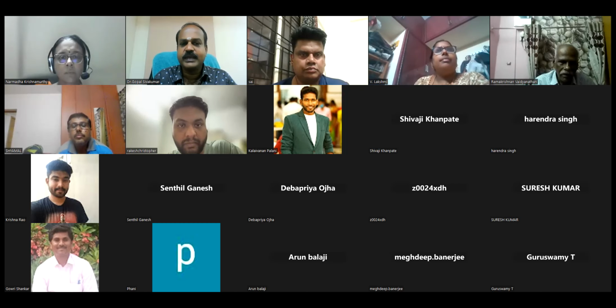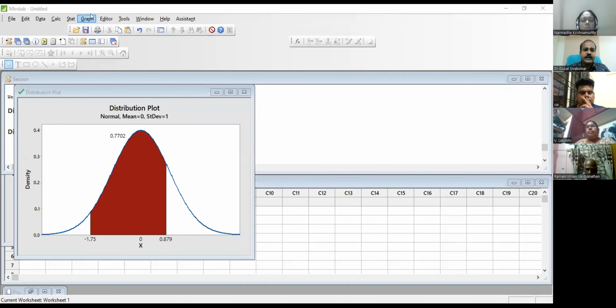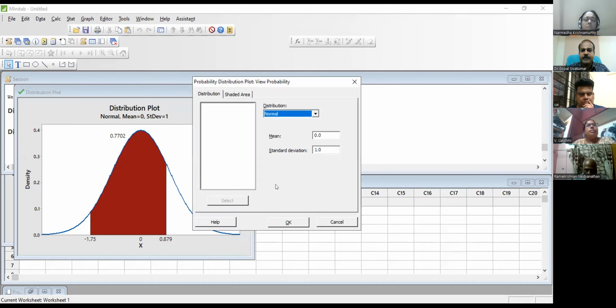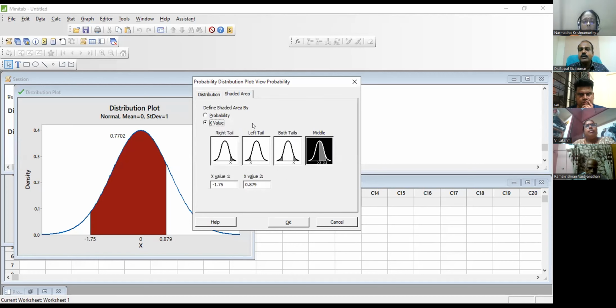So I am taking you to Minitab. Same scenario only we are talking. Graph, probability distribution plot, view probability, okay. And now it's a real-time scenario. So I'll give the mean value, I'll give the standard deviation value, shaded area. Now we are talking about Q3, isn't it?